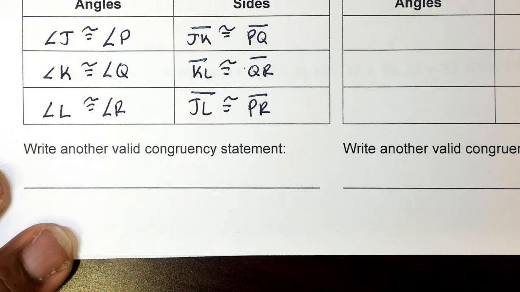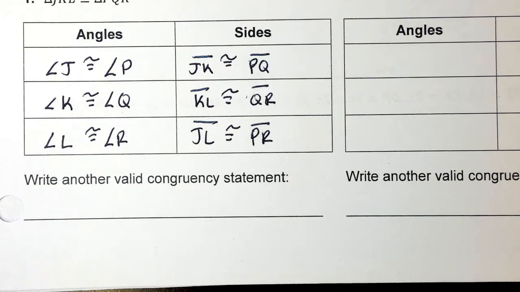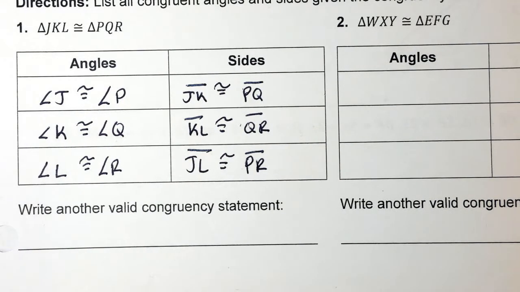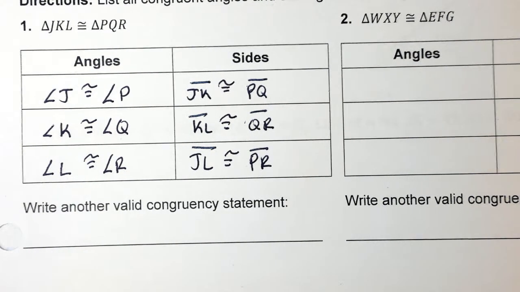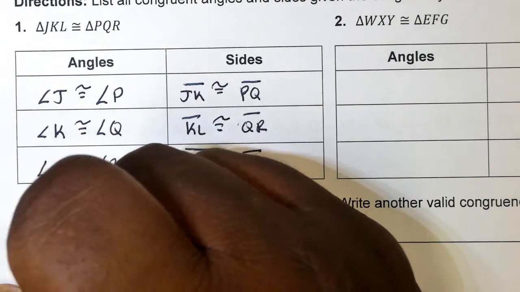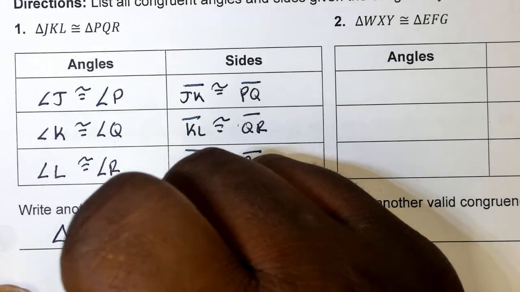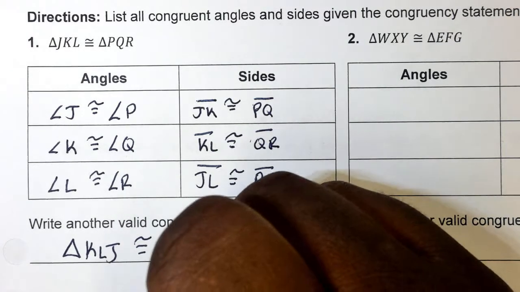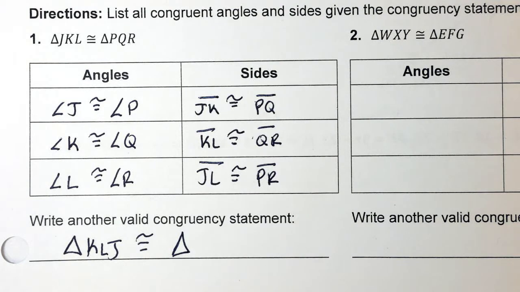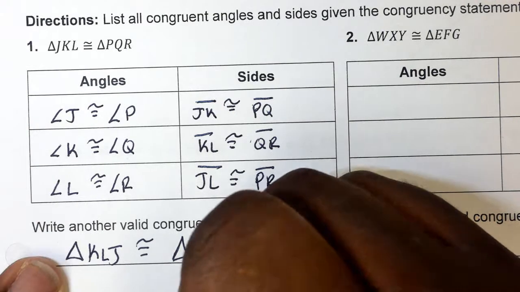At the bottom down here, it says write another valid congruency statement. What they're saying is switch it up. And we can. Isaiah, excuse me. If I switch it up and name the first triangle KLJ, what would you have to name the second triangle then? Yeah, QRP.